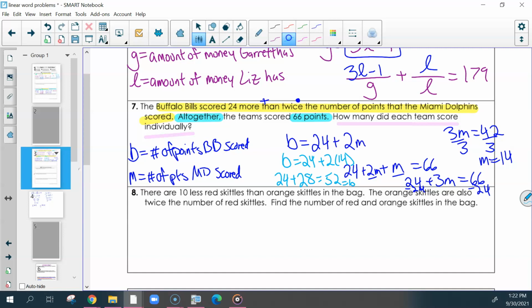So I can say the Buffalo Bills scored 52 points, and the Miami Dolphins scored 14 points. Man, that's a tough game.